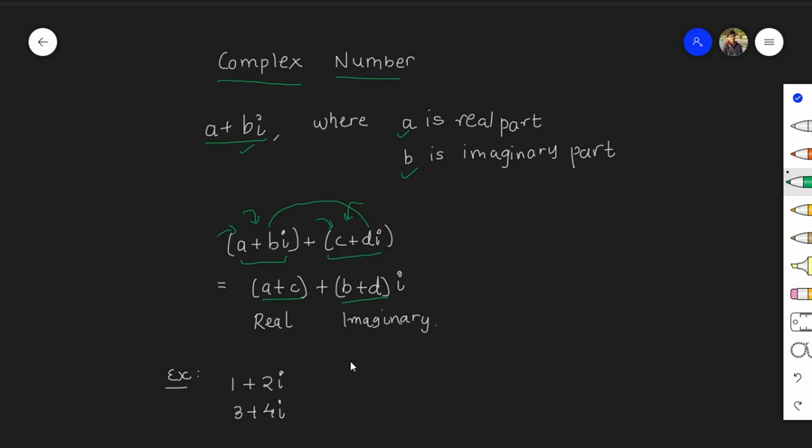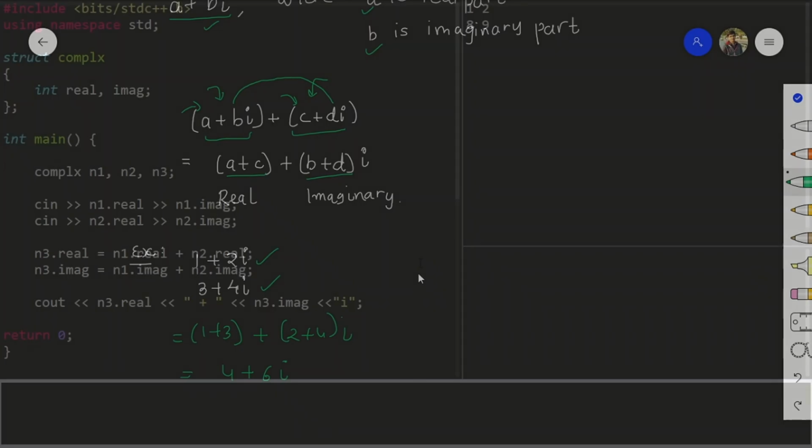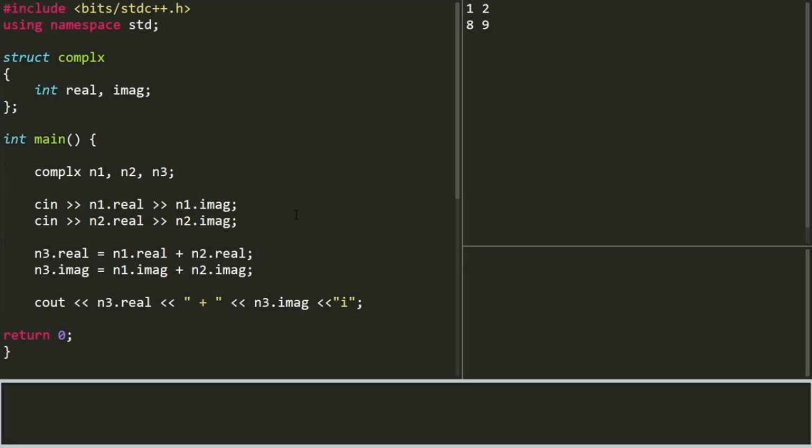Okay. So here is a practical example in which we are given two numbers, 1 plus 2i and 3 plus 4i, and we need to find the addition of these complex numbers. So the solution will be 1 plus 3, plus 2 plus 4i. So what will be the solution? 4 plus 6i. Okay. So now you can pause the video and try to write the code by yourself. So here is the solution for the problem.